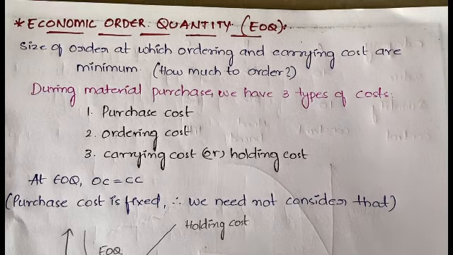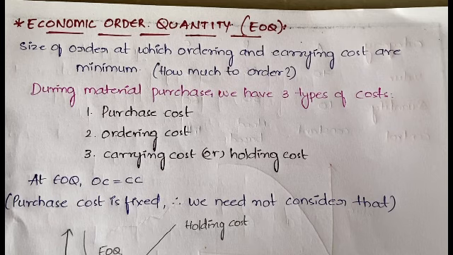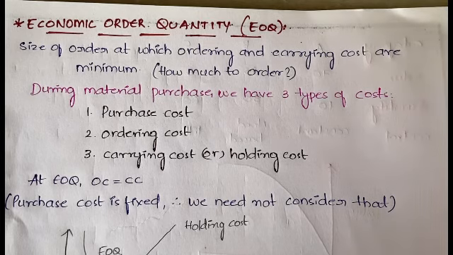Done? So to start off, first, what is EOQ? EOQ stands for economic order quantity. The word itself should tell you what an EOQ is exactly. You can define it as the size of order at which ordering and carrying costs are minimum. What is ordering cost, what is carrying cost, and how many types of costs we have, I'll tell you in this video only.